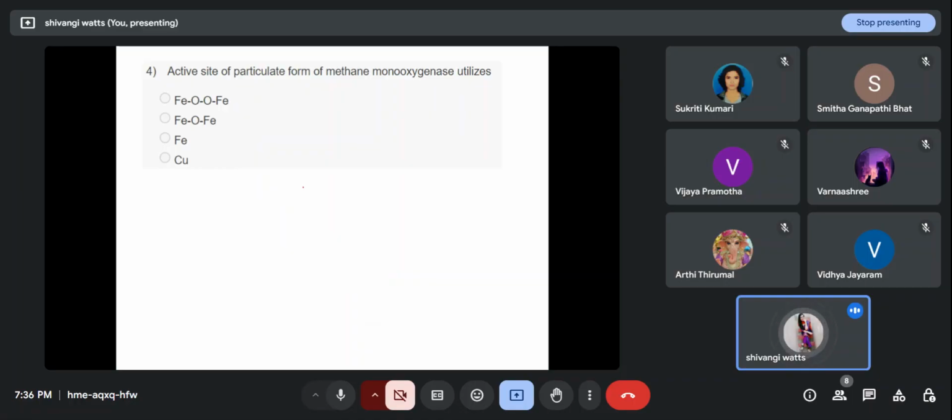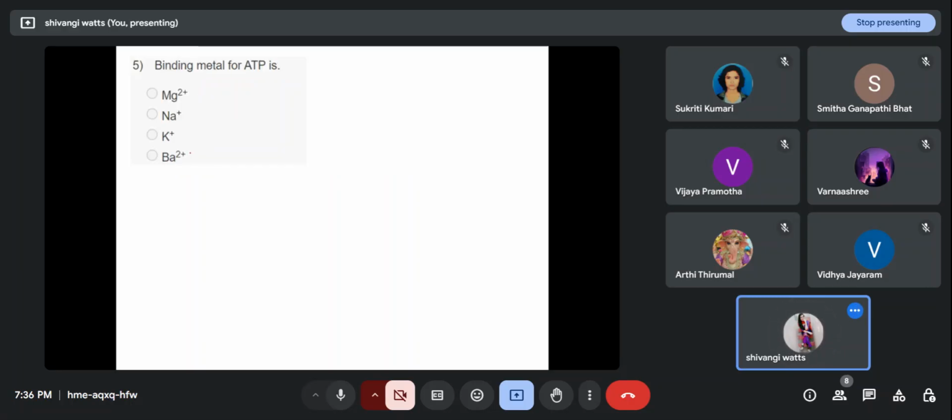So the active site of particulate form of methane monooxygenase utilizes the metal center that contains copper. That you have to remember, that it utilizes the metal that is copper. So the binding metal for ATP is Mg2+. Yes, very good, magnesium.